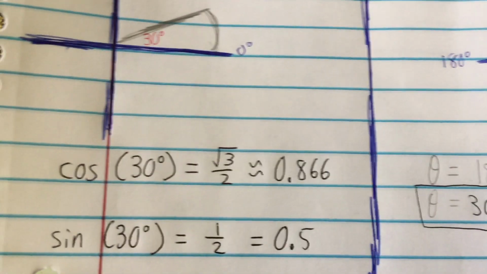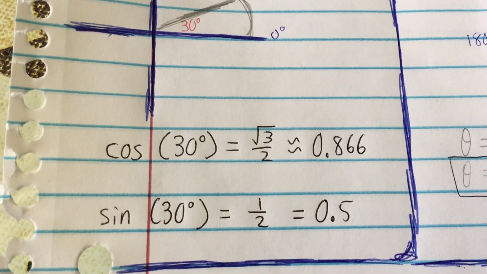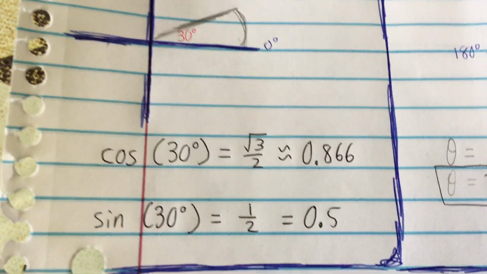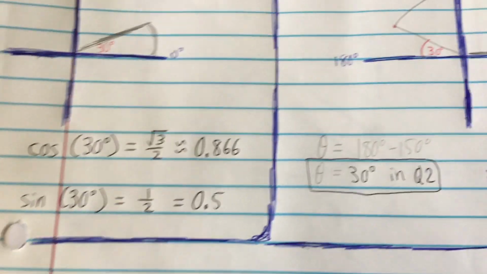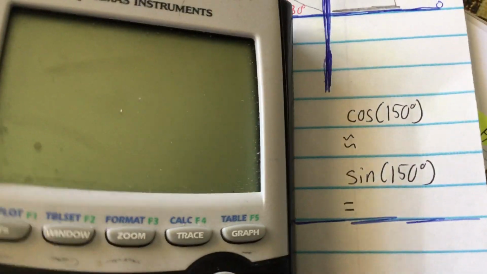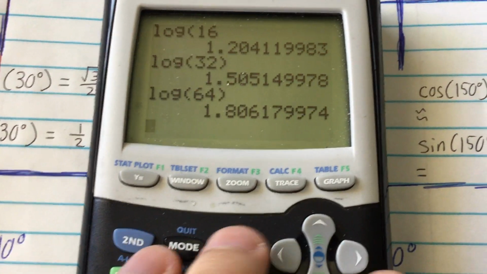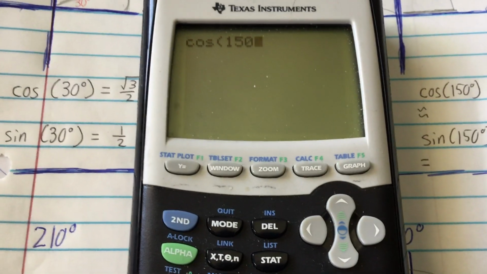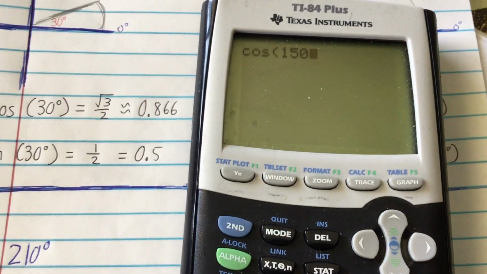Now, remember that the cosine of 30 degrees is radical 3 over 2, and the sine of 30 degrees is 1/2, where we can use our calculator to get our decimals, 0.866 and 0.5 respectively. So I'm going to compare those results with the cosine and sine of 150 degrees. I'm going to go to mode. I'm in degrees. Cool. So I'm going to do the cosine of 150 degrees, and I bet you that it is very, very similar to the decimal seen over here.